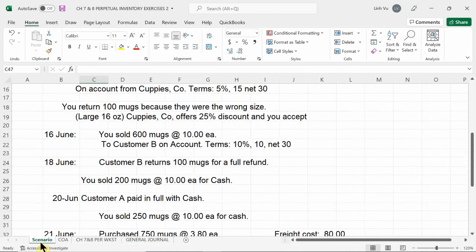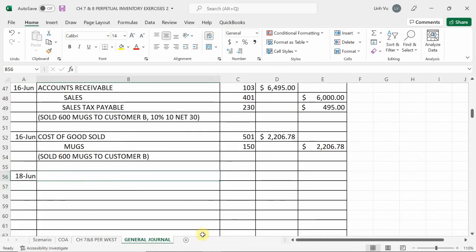Okay, 618, customer B returns 100 mugs for a full refund. So we said we're going to recognize sales returns and allowances. Sales returns and allowances is a contra account, so that's why it flows in the opposite direction. So it needs to be debited instead of credit.